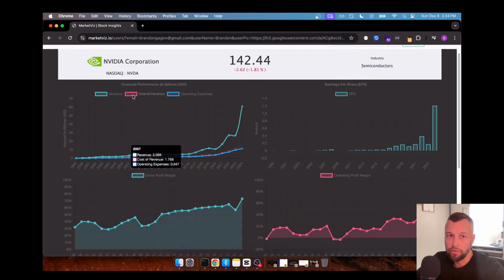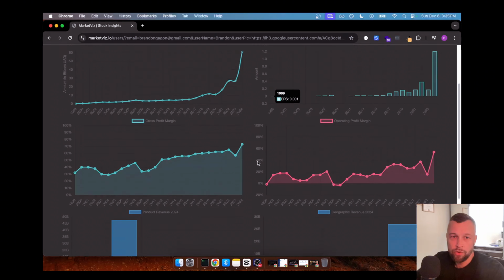Let's go ahead and turn off cost of revenue. We can also disable operating expenses, and then we get a nice, clean, clear picture of just the revenue. Incredible growth. Next, we can see earnings per share going up to 2023.